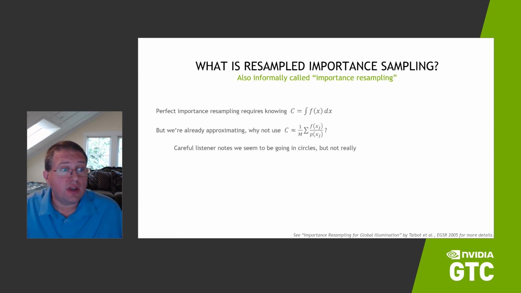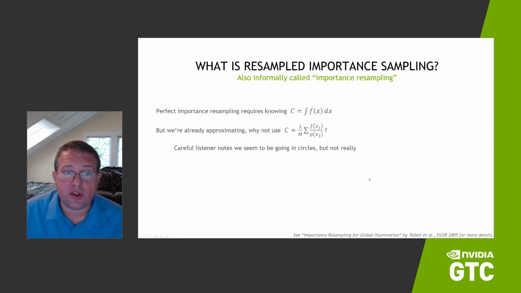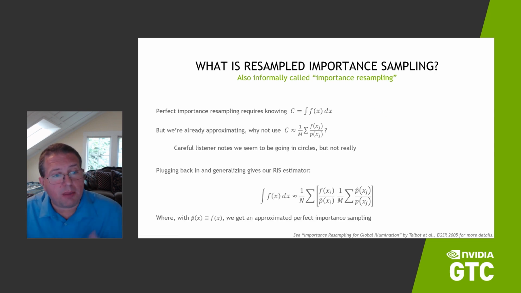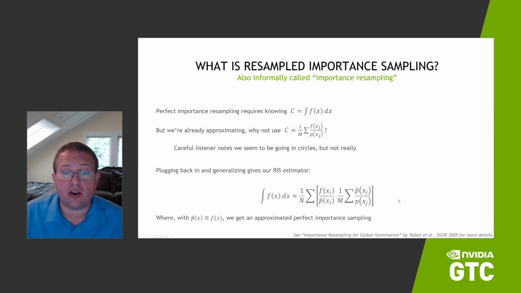That's what we're trying to solve. But we're already approximating. We're already doing numerical sampling, so why not do it again? Why not approximate c as some Monte Carlo summation 1 over m times f over p? Now, if you're listening carefully, you'll notice that we seem to be going in circles, because after all, this is what we were doing on the prior slide before we started talking about RIS. But if you actually plug this back in and generalize a little bit, so we use p hat rather than f, to get a generalized formula, this is the estimator for resampled importance sampling, for RIS.